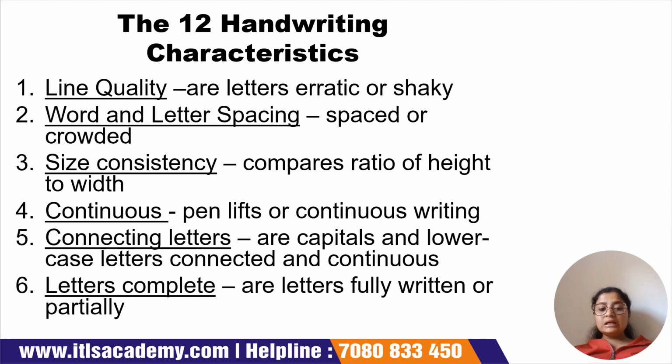Okay. Now, when we are talking about visual examination of the handwriting, there are 12 characteristics that we need to take care of. What are the 12 characteristics? Number one, line quality. Line quality means whether the letters are erratic or shaky, whether the handwriting of that person is steady or weak. Because that will determine various factors, whether it's a child criminal or an elderly criminal, whether it's an illiterate criminal or a literate criminal. All these factors can be somehow determined by studying whether the letters are erratic or shaky.